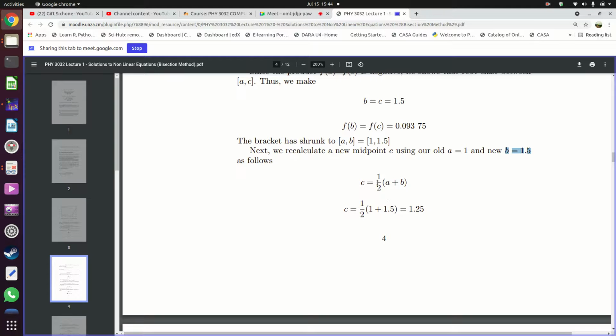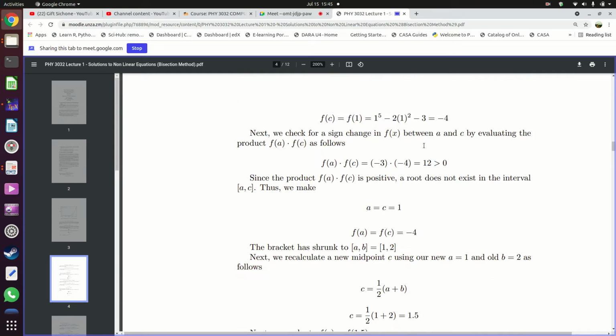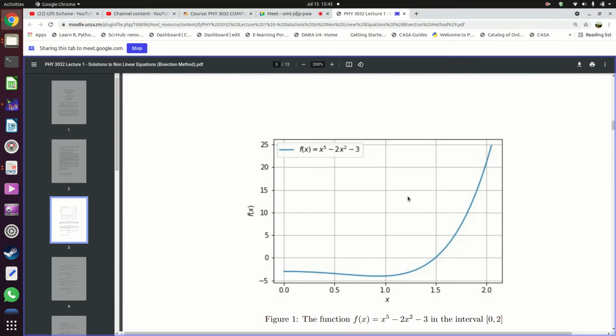The midpoint C is equal to half A plus B. So in this case, C is going to be half 1 plus 1.5. 1 plus 1.5 is going to be 2.5. 2.5 multiplied by half is going to give you your 1.25. So 1.25 becomes a new midpoint. 1.25 is somewhere halfway here. This is 1.5. So 1.25 is somewhere halfway there. So that's where your midpoint is going to be.